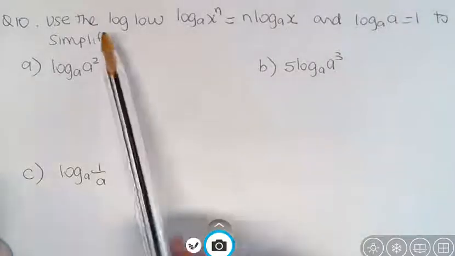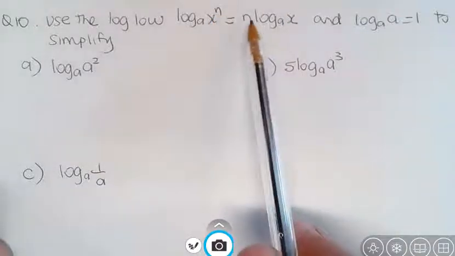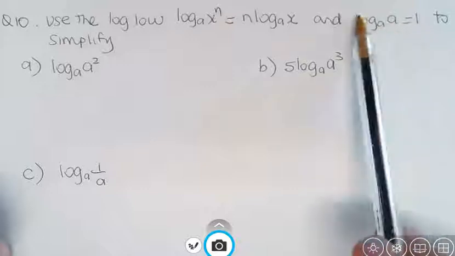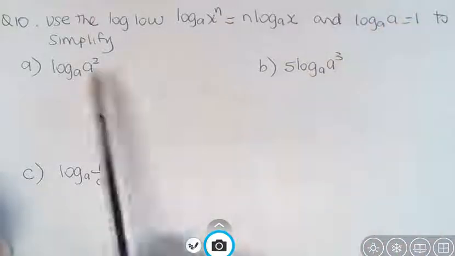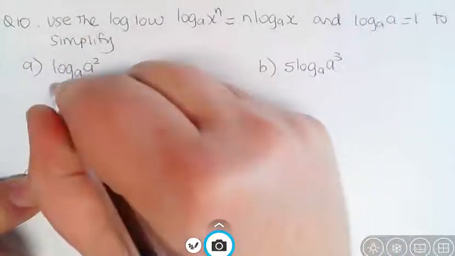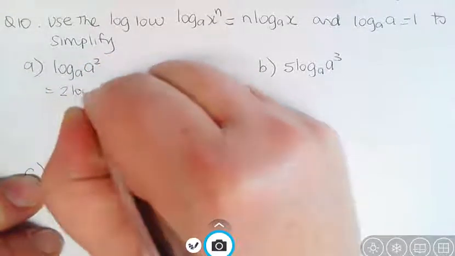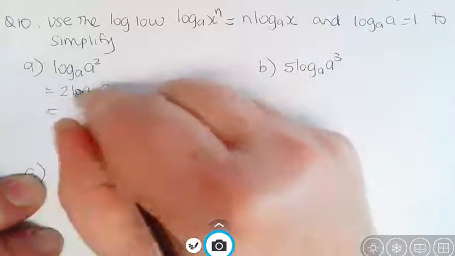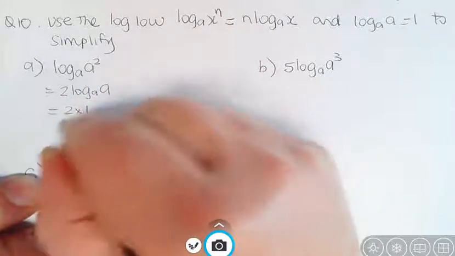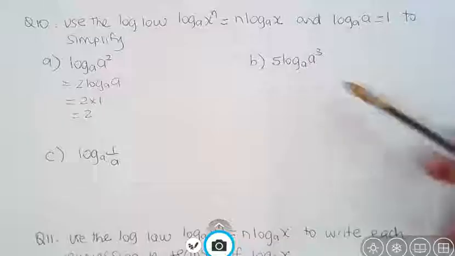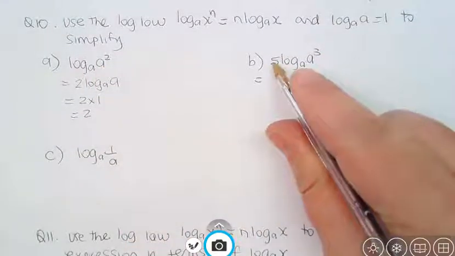Use the log law, log to the base a of x to the power of n equals n times log to the base a of x, and this law here, log to the base a of a is 1, to simplify the following. Now, clearly the power is going to come to the front, so that's 2 times log to the base a of a. Now we know that log to the base a of a is just 1, so it's 2 times 1, which is 2.